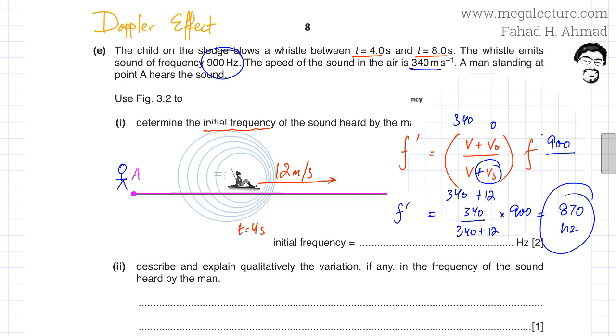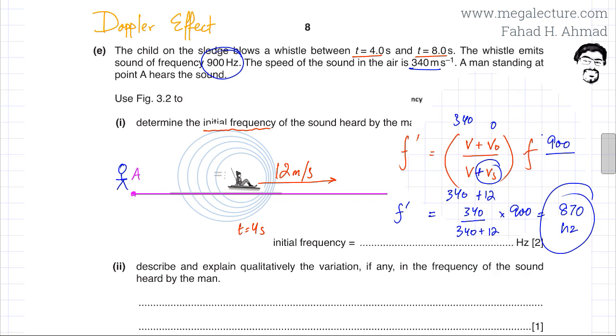So remember this formula, and be careful with it: v plus v observer and v minus v source. But if the source is moving away from the observer, then the signs should change. Because if it's moving away, instead of 12 meters per second, this would be taken as minus 12 meters per second. This direction towards the detector is taken as the positive direction, so this would be taken as the negative direction because it's moving away from the source. So the sign of this v source is going to change, and it would become 340 plus 12, and using the formula I'm getting 870 hertz.